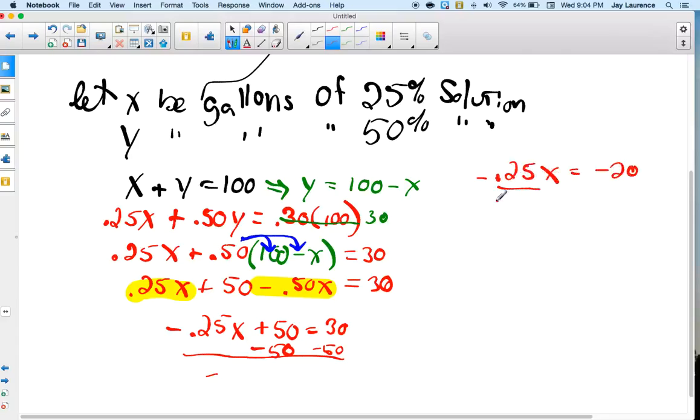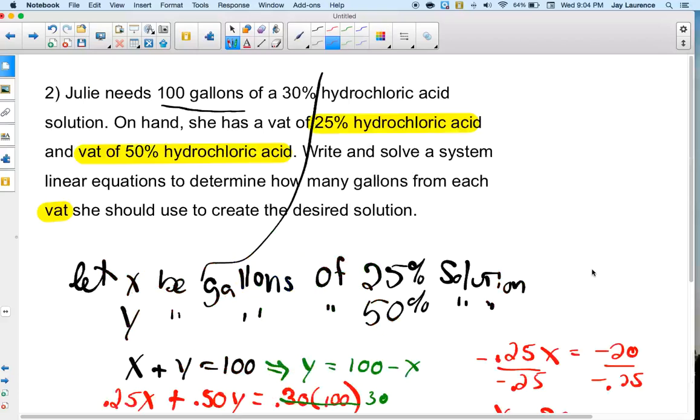I'm going to divide by negative 25 hundredths. And in my head, I know that's the same as multiplying by 4. So I'm going to get X equals 80. So in other words, I need 80 gallons of the 25% solution. Okay, well, if Y equals 100 minus X, that would be 100 minus 80, or 20. So now I can say that the person needs, who is it? Julie.